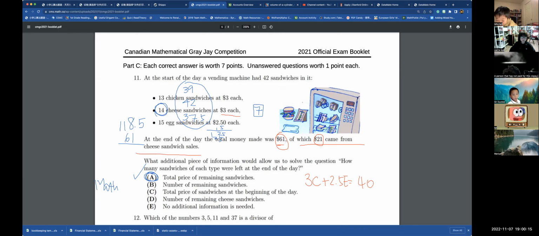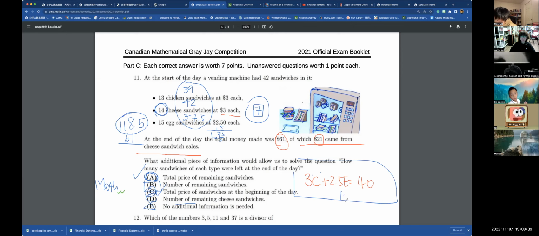Understand? So total price of sandwich at the beginning of day, of course we can solve this one. 我们已经算出来了 total sandwich is 118.5. Number of the remaining cheese sandwich, of course we already calculated 7. No additional information is needed. No, we need additional information or else we cannot find out the number of the remaining sandwiches. With this one, we cannot sort it out. There's a lot of possibilities there.